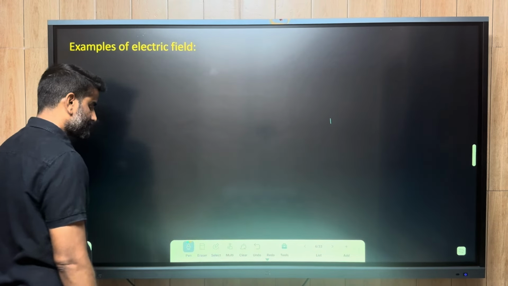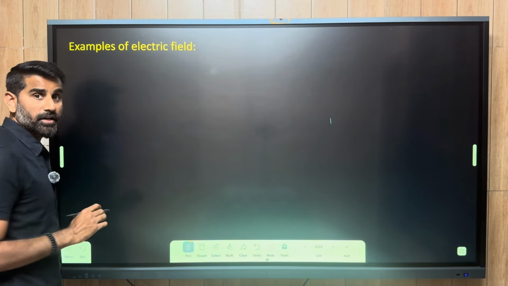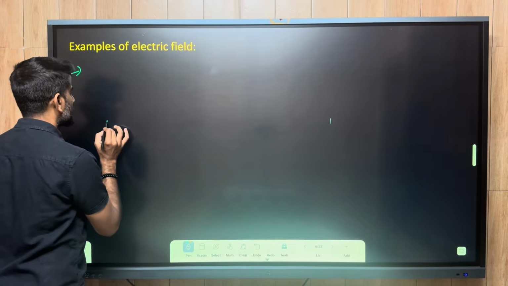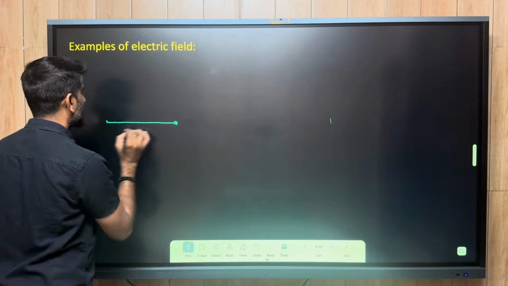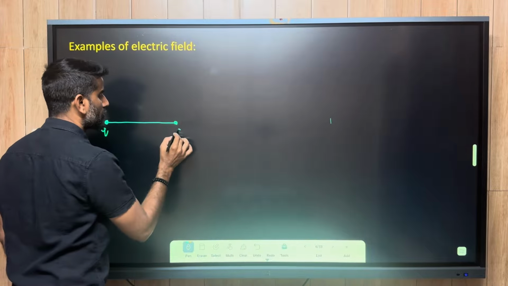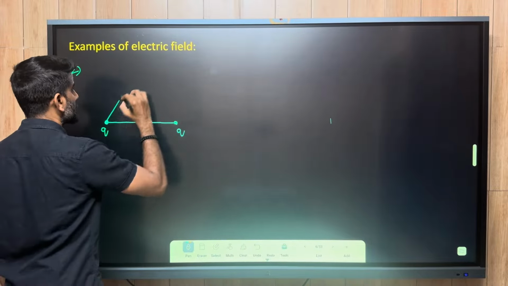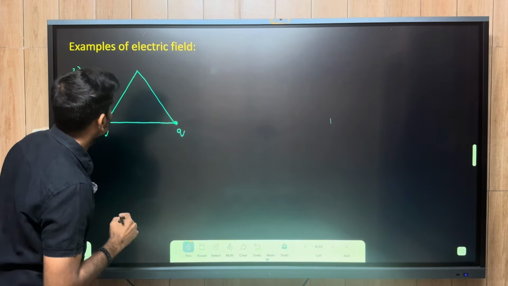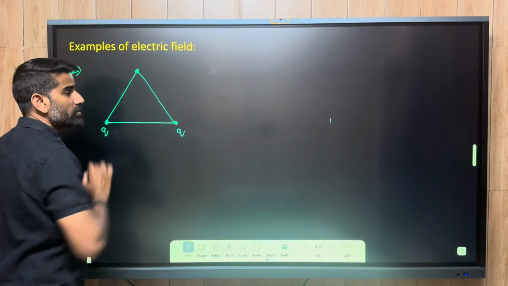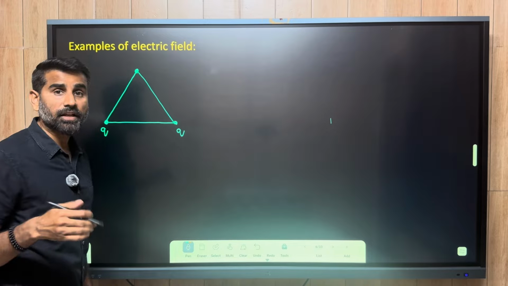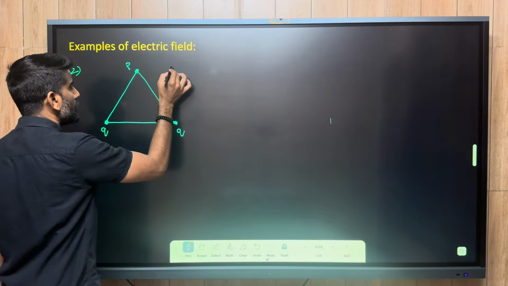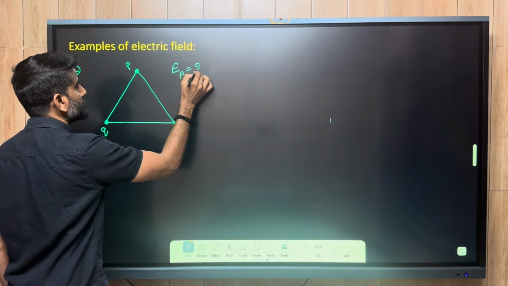Okay, next example. Let's take an equilateral triangle. Here we have a charge Q, and here also we have a charge Q, and we have the third vertex as well. This is the point where we need to find the electric field. I'm naming this point as P. Find the electric field at point P.